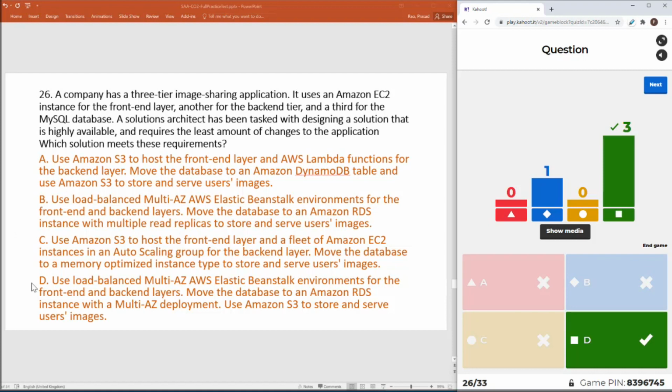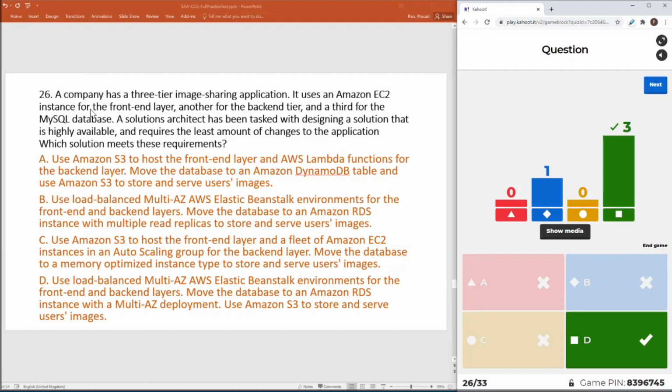Okay, now let's read them. Both of them use load-balanced multi-AZ Elastic Beanstalk environments. Great. For front-end and back-end layers, that can be very much possible. For the database layer, it uses Amazon RDS. Both of them use RDS with multiple read replicas, and it uses multi-AZ deployment. So we know that in case there's a performance issue, we'll use read replicas. If we need high availability, we will use multi-AZ, right? So that's the difference between these two, kind of.